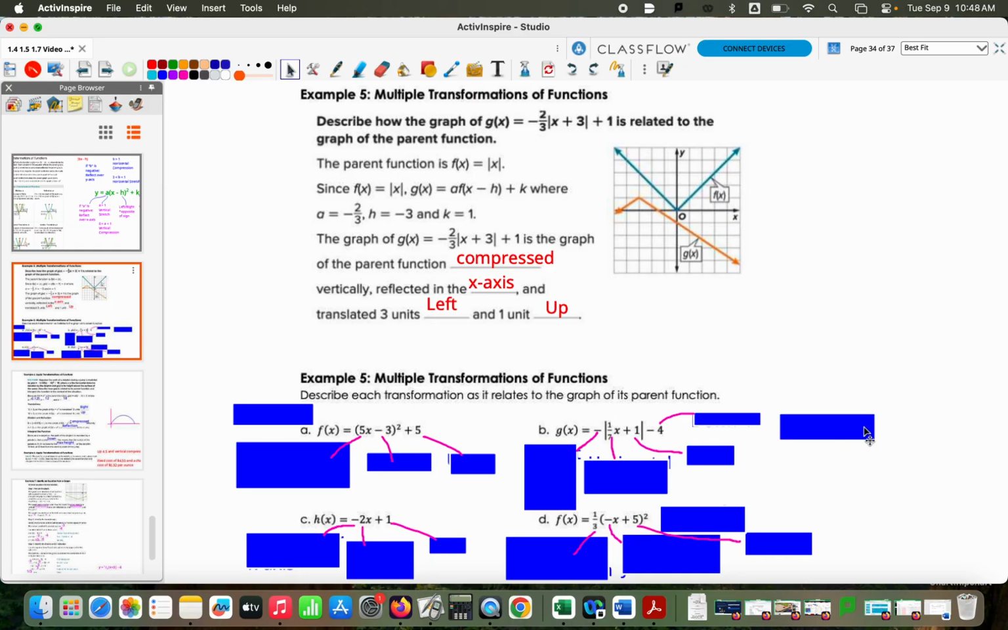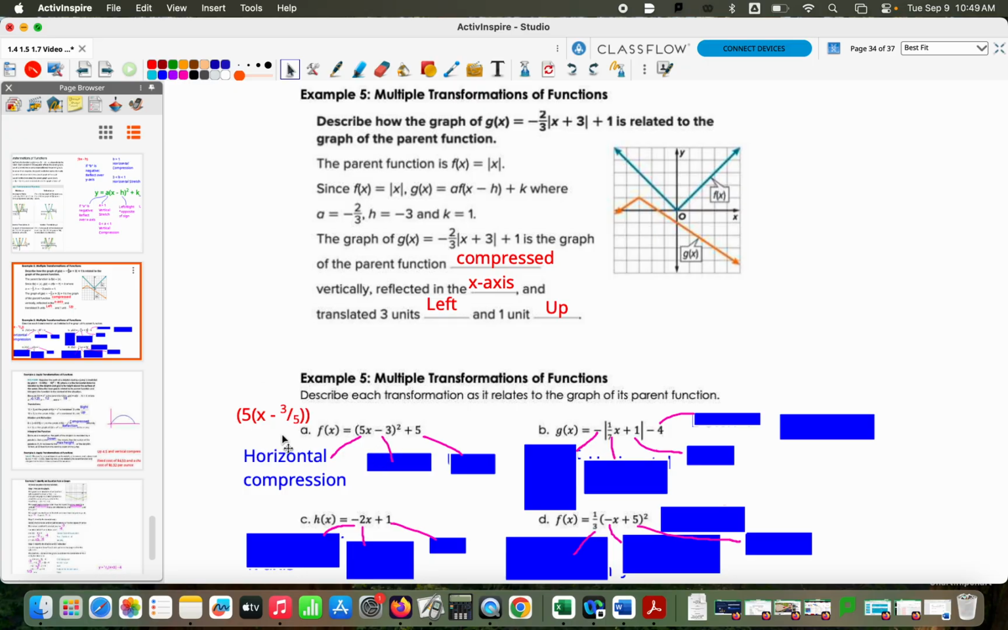Feel free to pause to try these other ones out. There's going to be a few curveballs here, but here's what we got. First up, be careful. When we have a number on the x, we know there's going to be some sort of horizontal something. In this case, it's bigger, so it's going to be a horizontal compression. The other thing is, though, it's not exactly moved right 3. We have to look at just the x and this number together.